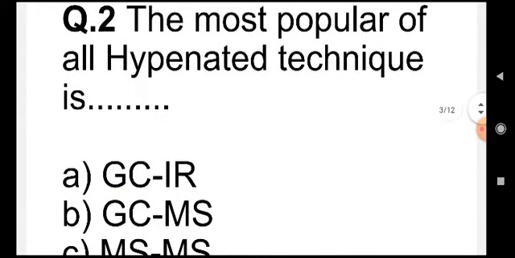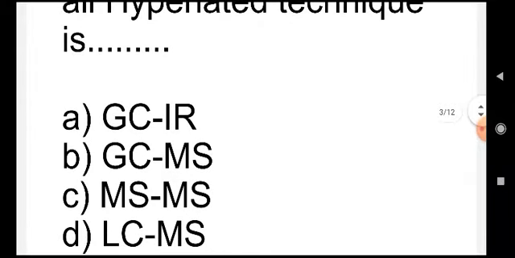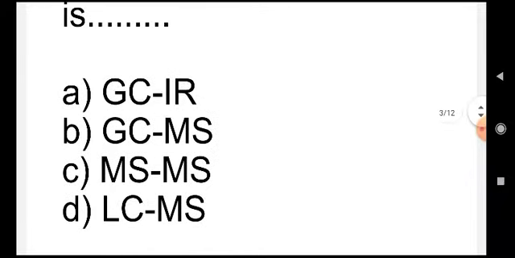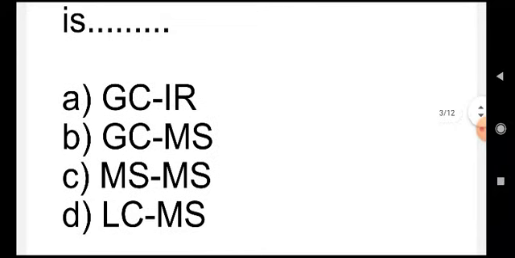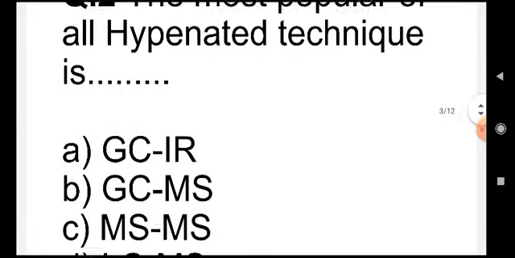The most popular of the hyphenated technique is GCIR, GCMS, MSMS, LCMS. The correct answer is GCMS. GCMS is the most popular of the hyphenated method. MSMS is of course the best one, but it is very expensive. So GCMS is the correct answer, B.